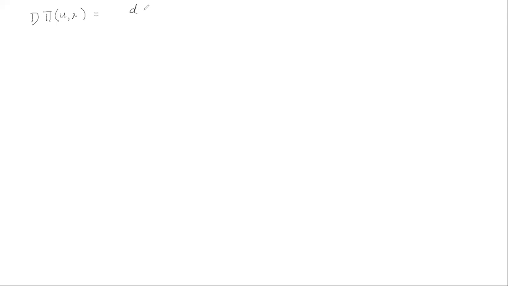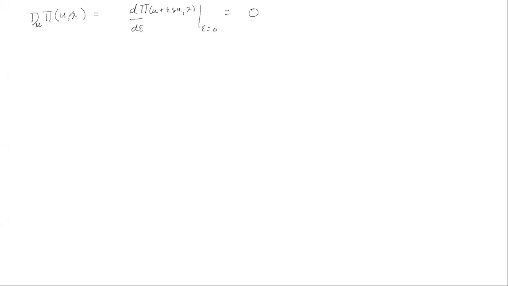d pi d epsilon of u plus epsilon delta u, lambda, at epsilon equal to 0. We want to set that whole thing equal to 0. That's our first equation. That's going to find the minimum with respect to the first parameter u. And then we can denote this by a little subscript u so that we know what we're doing, right?